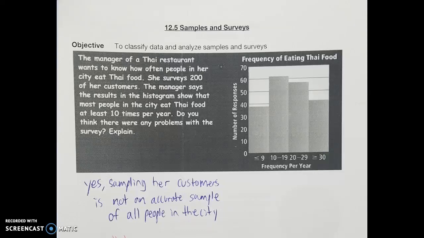Now that we've seen some ways that we can compare our data in the earlier part of Chapter 12, in 12.5 we're going to be focusing on getting those pieces of data in the first place. So 12.5, samples and surveys, starts with a question we're going to look at the beginning of this.